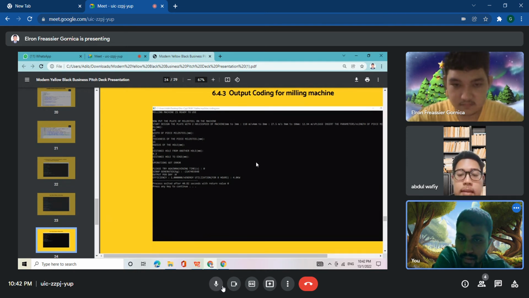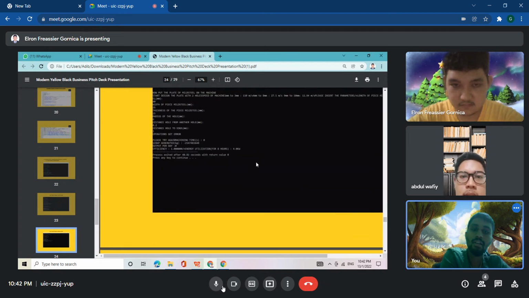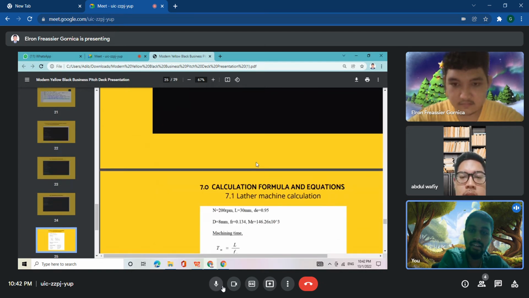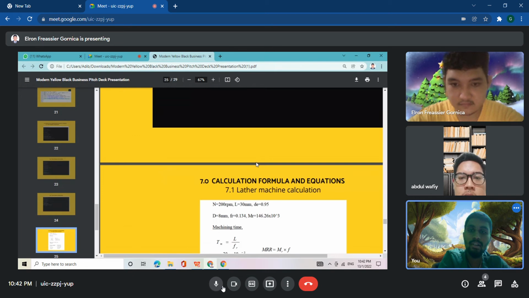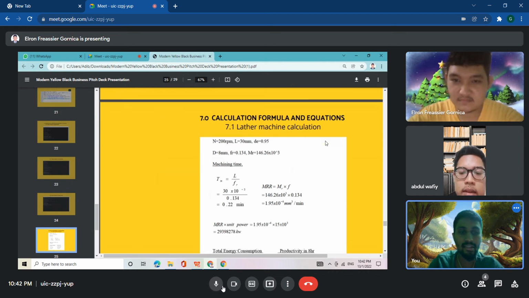So these are our programming steps, codes, flowchart, and our output. Next, my friend Wafi will present about the calculation formula and equation. Thank you.